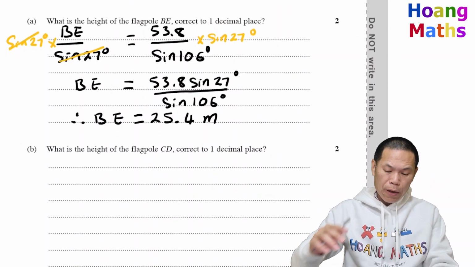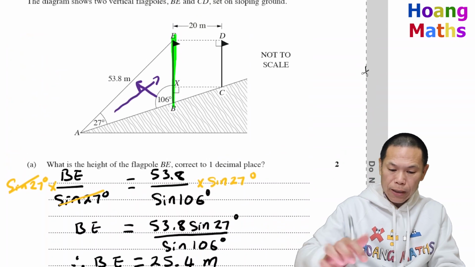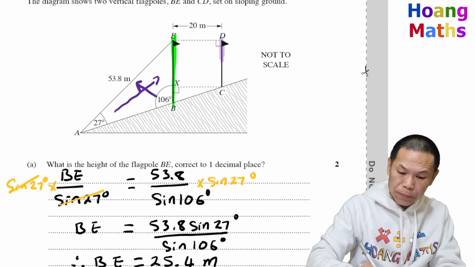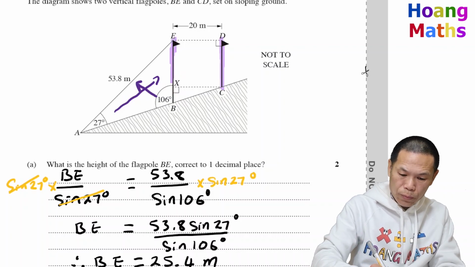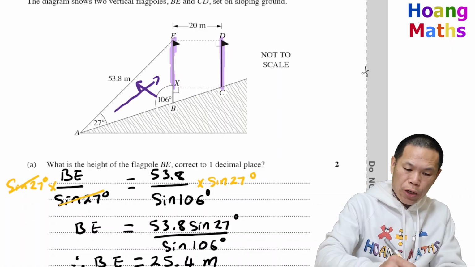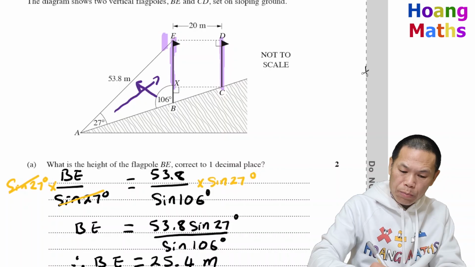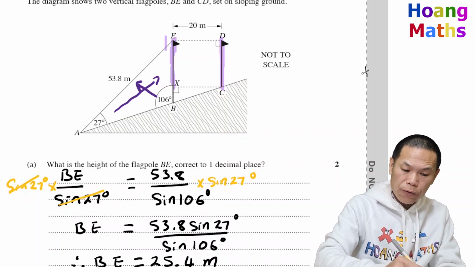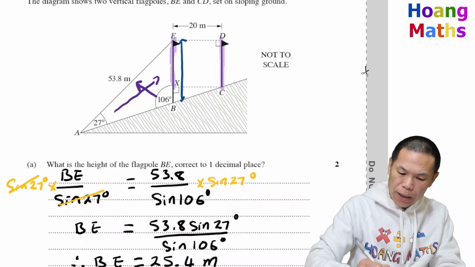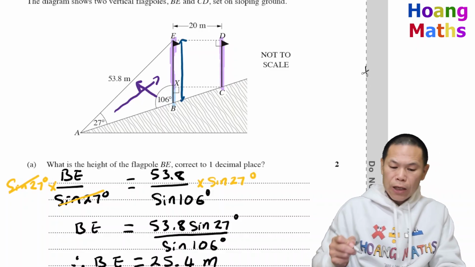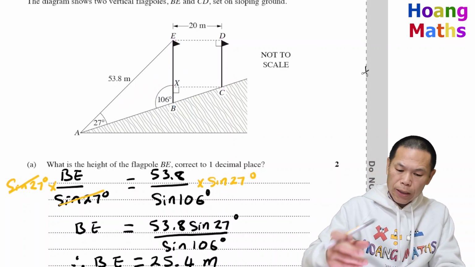Now part B. We need to find the height of the flagpole. That is CD, this CD here. And we know that CD is equal to EX, if you like. And EX can be worked out from the length of BE minus this length here, BX. So we just need to work out BX first, okay? Let me clear everything so it makes it easier to read.